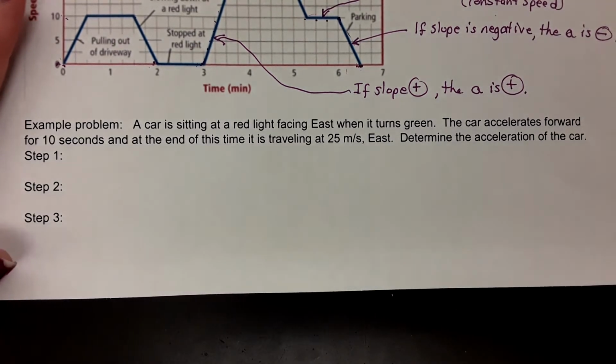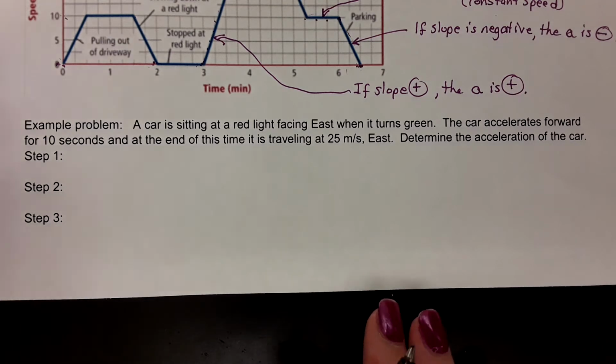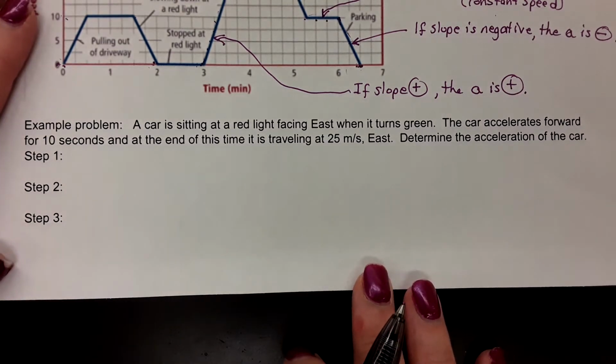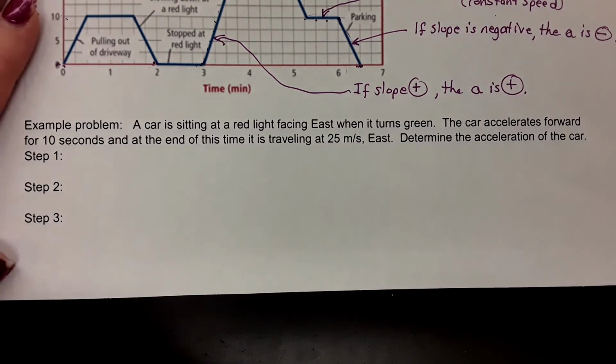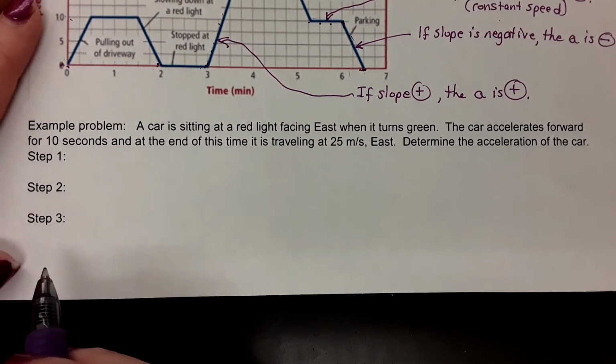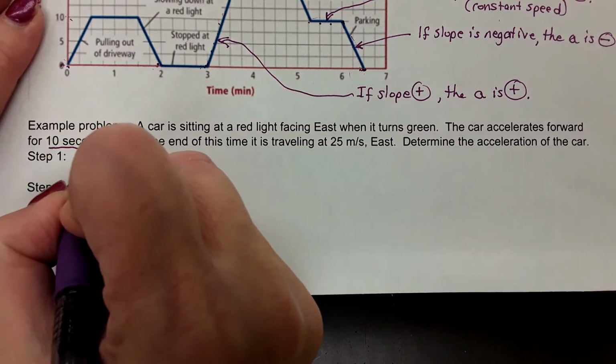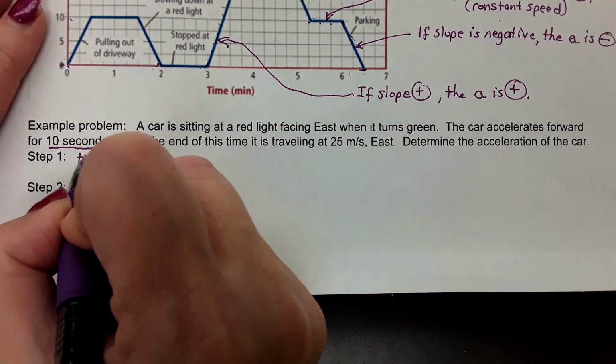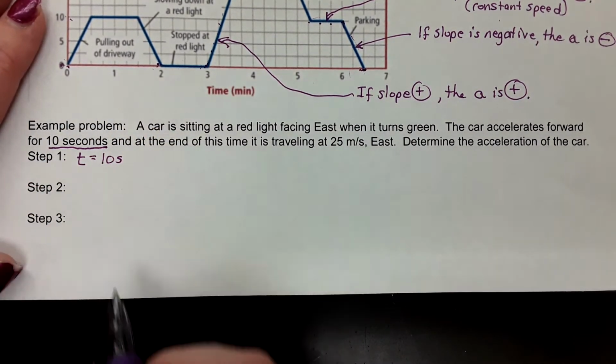It says a car is sitting at a red light facing east, okay? And when it turns green, the car accelerates forward for 10 seconds, and at the end of this time, it's traveling 25 meters per second east. Determine the acceleration of the car. All right, first let's look at our numerical information. Step one, we always identify what we have. Well, 10 seconds, what is that? That's a measure of time. We always measure time in seconds.